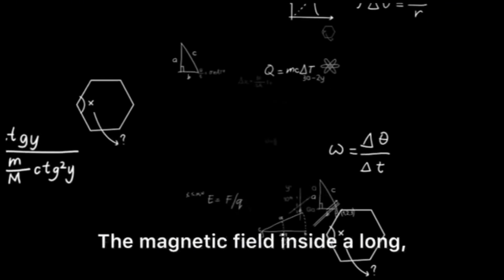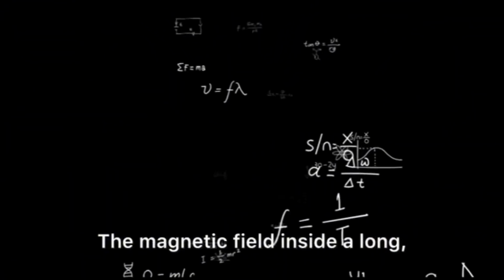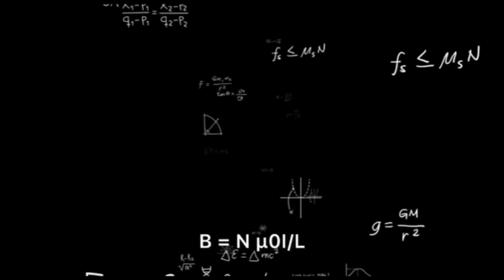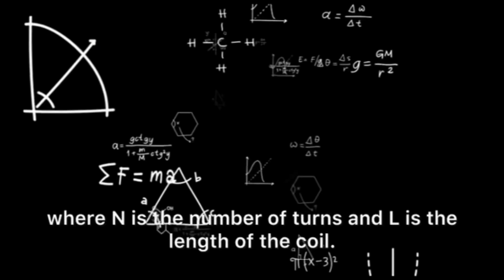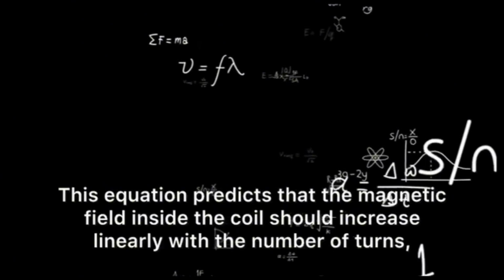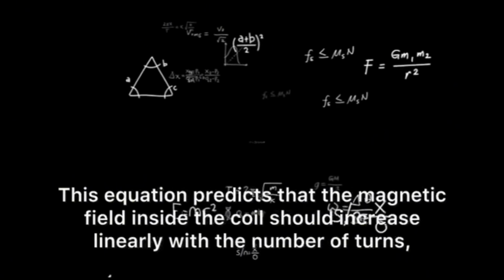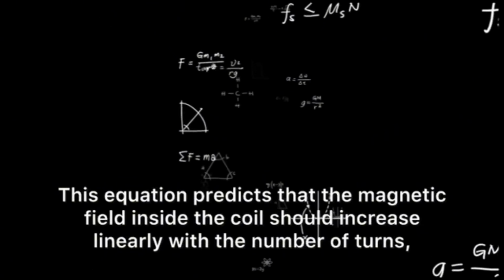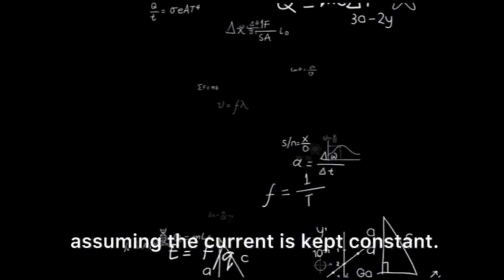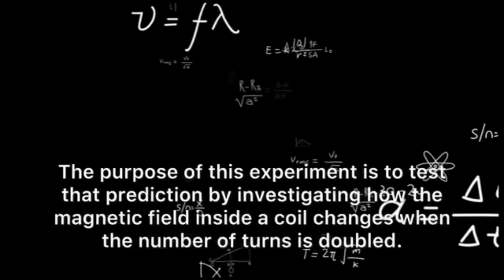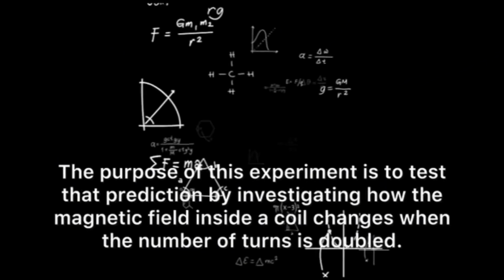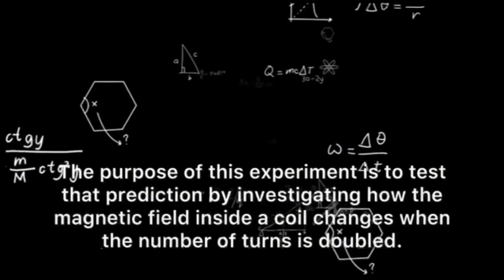The magnetic field inside a long, tightly wound coil is described by B equals Nμ0 I/L, where N is the number of turns and L is the length of the coil. This equation predicts that the magnetic field inside the coil should increase linearly with the number of turns, assuming the current is kept constant. The purpose of this experiment is to test that prediction by investigating how the magnetic field inside a coil changes when the number of turns is doubled.